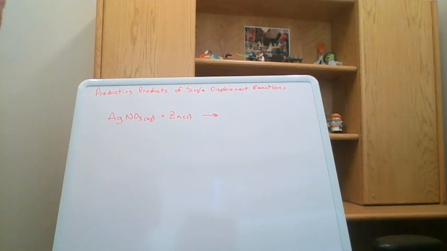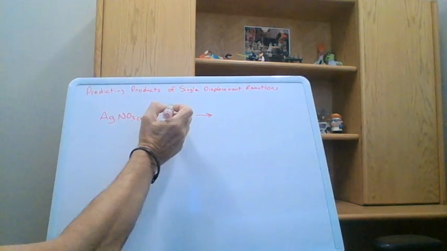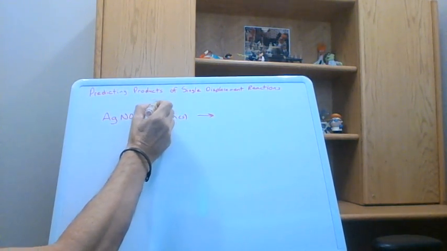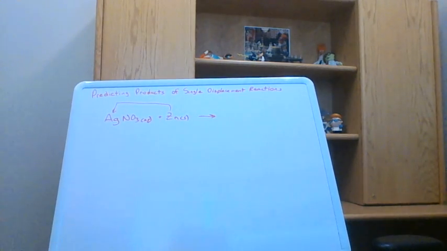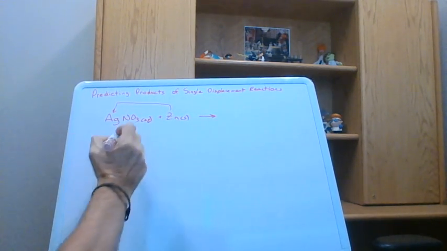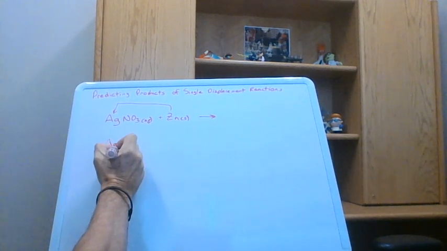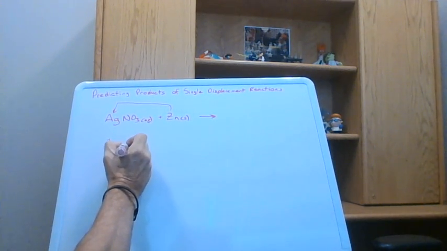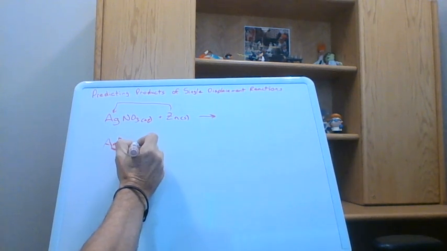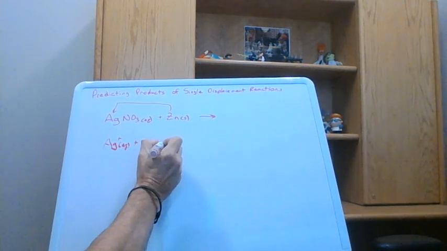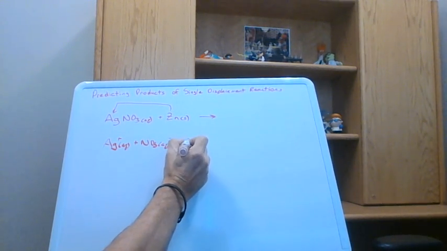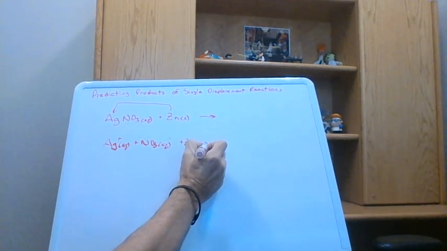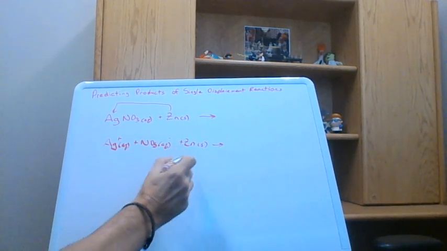So in a single displacement reaction, we have one thing displacing one other thing, right? And in this reaction, this zinc metal is going to displace this silver here. So if we look at what's happening in solution, we have this silver that's aqueous with a plus charge, and we have this NO3 that's aqueous with a minus charge, and we're adding this solid zinc to it, right? And so we can see what the displacement is.